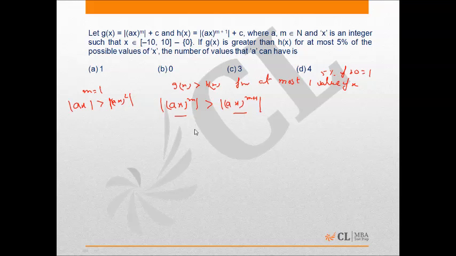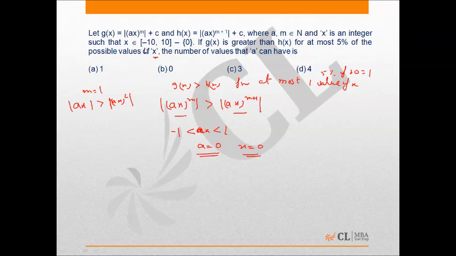That means |ax| has to be less than 1, and because of mod it has to be more than minus 1. So this gives me that ax should lie between minus 1 to plus 1. Now because a is an integer and x can have maximum 1 value which satisfies this, there's only one possibility that a is 0 and x is 0, right?